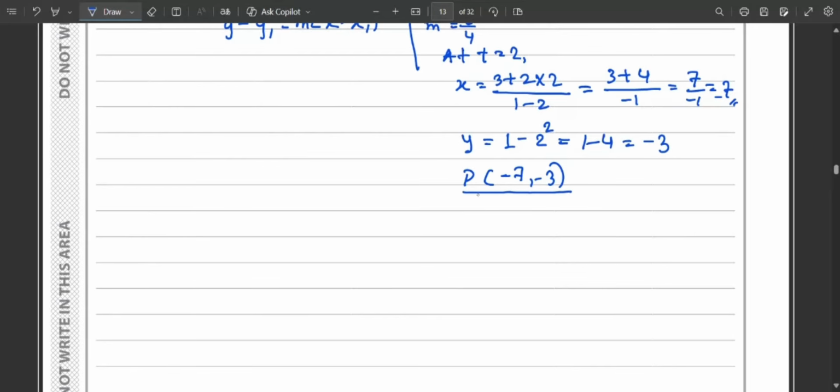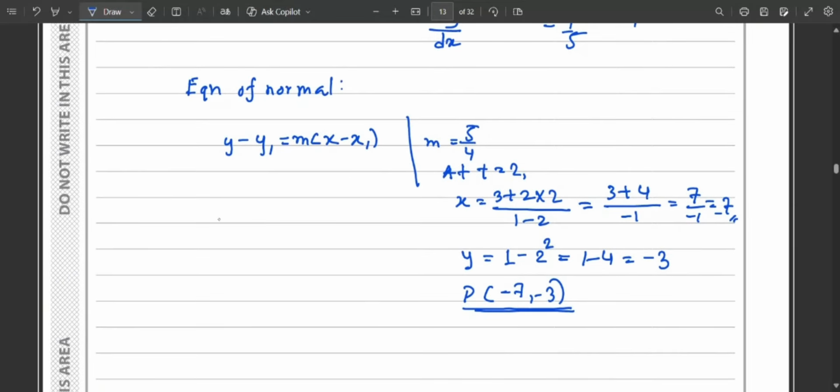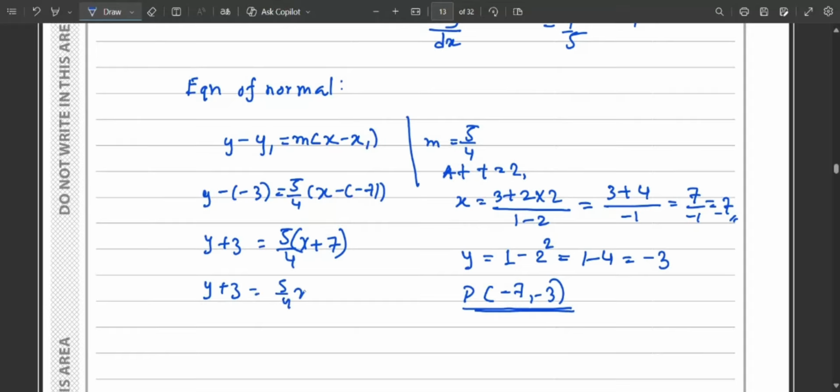Now we can use these values to find our equation of the normal. We can write y minus of minus 3 equals m, which is 5 by 4, into x minus of minus 7. This will give us 5 by 4 into x plus 7 in the brackets. Expanding will give us 5 by 4 x plus 35 divided by 4.